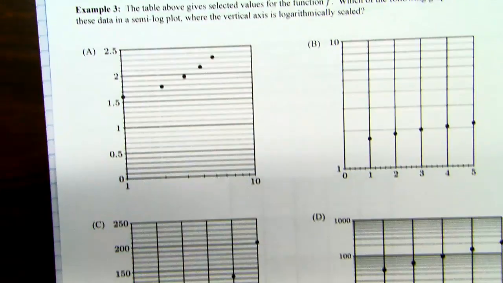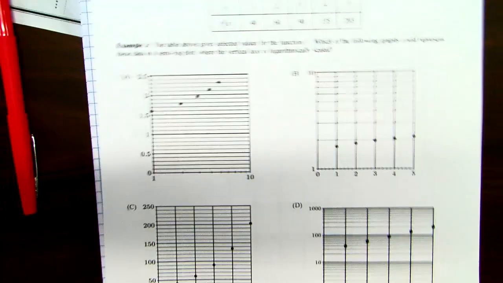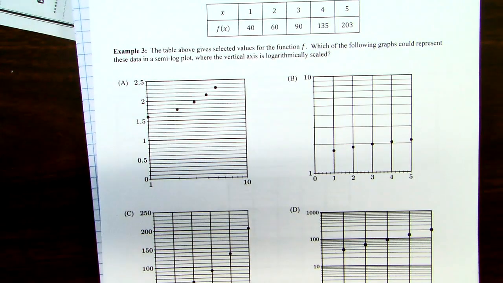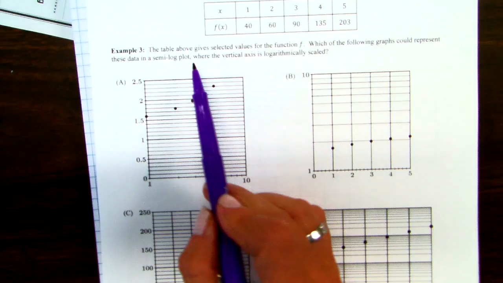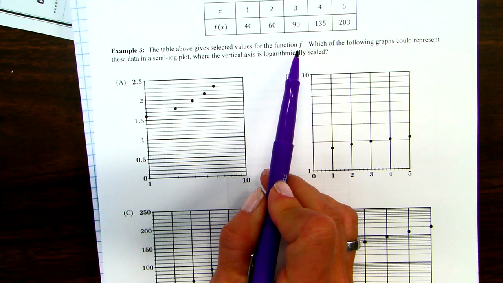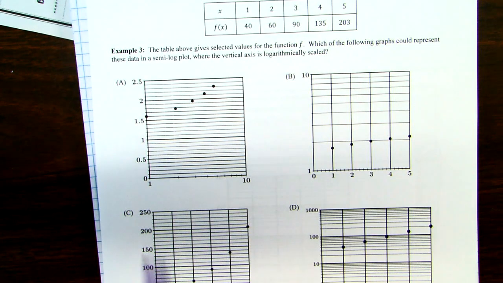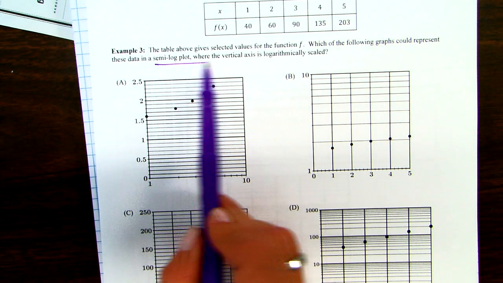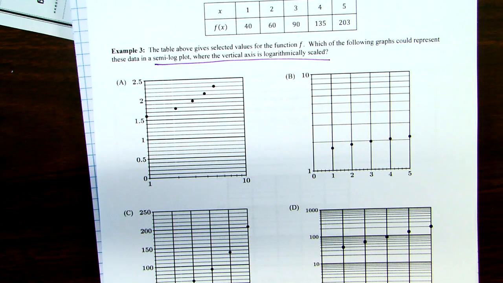Example 3 takes up the whole paper. This is another type of problem you're going to see. The table above gives selected values for the function f. Which of the following graphs could represent this data in a semi-log plot where the vertical axis is logarithmically scaled? If these are regular old-fashioned boring graphs, we would say pretty much they all look like lines. Maybe this one's got a curve to it. We'd say, oh, they're linear, but because they're on this special type of graph, they're not actually that.